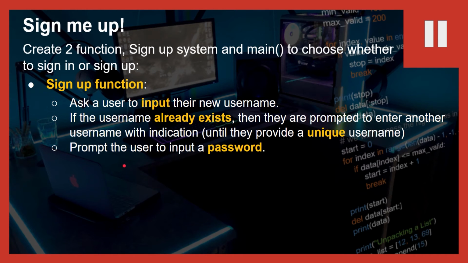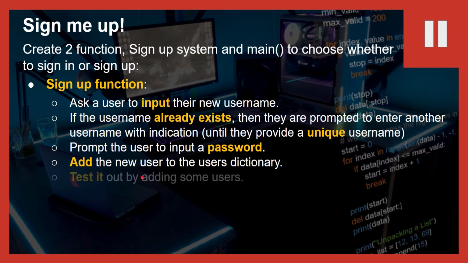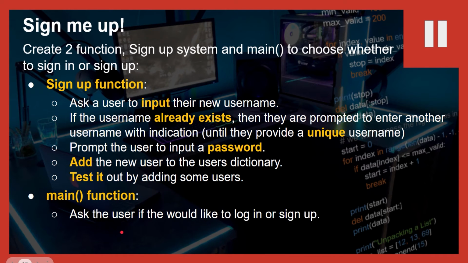Next, you prompt the user to input a password for their new username and add the new user to the user's dictionary. So this is going to be the sign up function. Oh, and also, of course, you need to test it out by adding some usernames. Now you're going to go to the main function, ask the user if they would like to log in or if they would like to sign up.